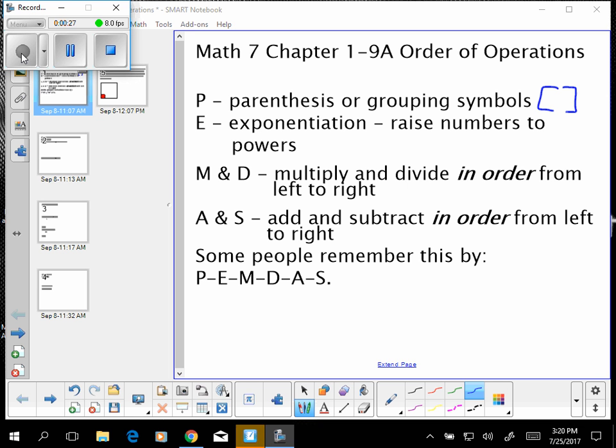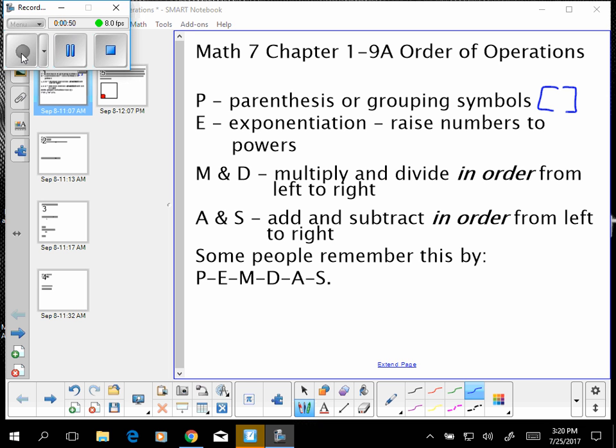The second step is to look for what we call exponentiation. Now that's a pretty big word that basically means raising numbers to powers, and that power is then called an exponent. Something like squaring a number or cubing a number, which means taking it times itself 3 times.